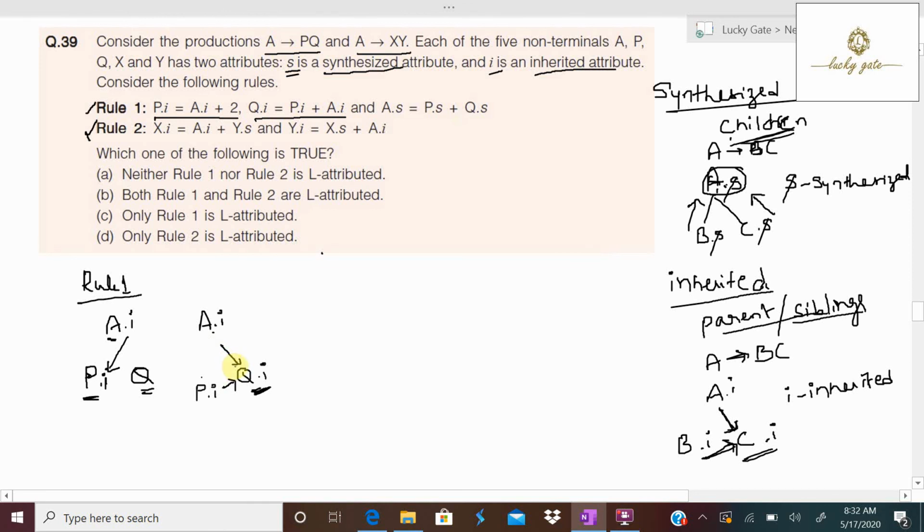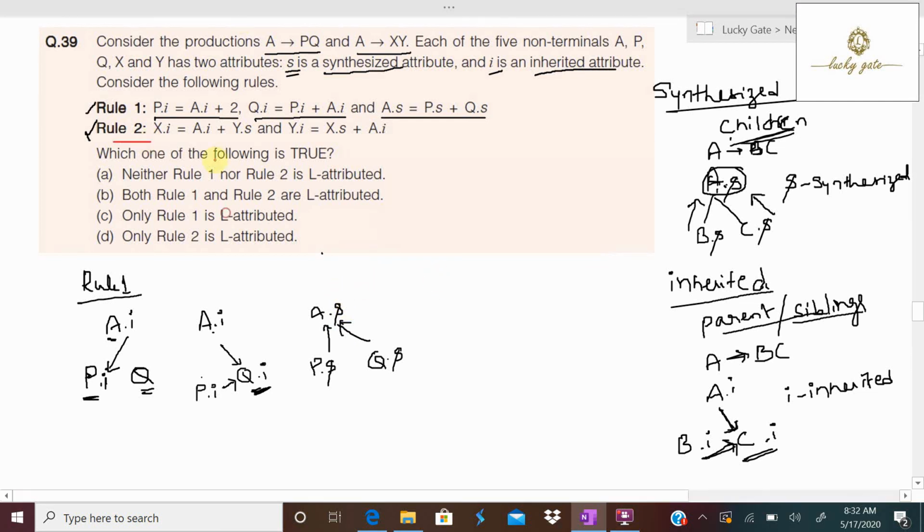This is an inherited attribute. And we have one more rule, AS equal to PS plus QS. Again I am drawing A, P, Q. AS is a synthesized attribute, with PS and QS. If S is a synthesized attribute, its value is computed from its children, meaning AS gets its value from PS plus QS. So this is also a correct representation. This is represented by rule 1.